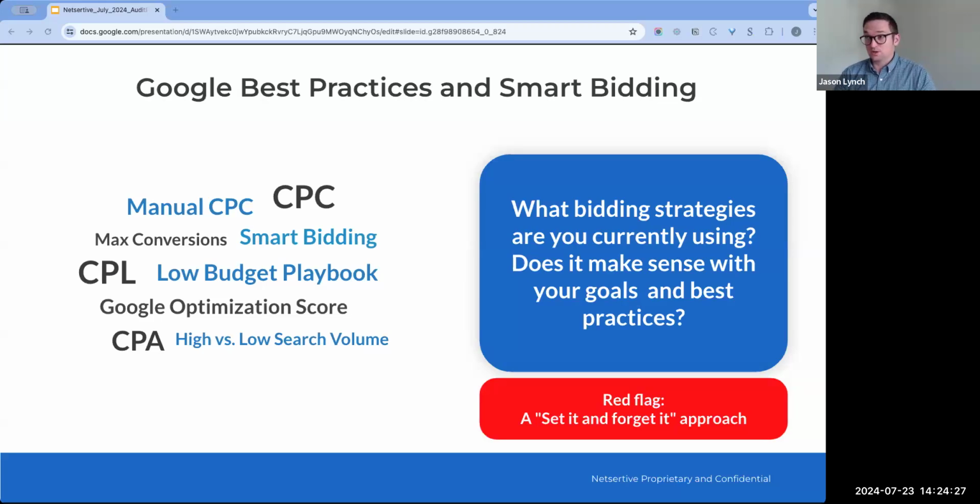And kind of more along the same lines around best practices with smart bidding. There are so many acronyms and bidding strategies you hear about, and vendors might be talking about the advantages of one or another. And ultimately, there are a lot of benefits to smart bidding. So, how do you talk to clients about this question around bidding strategies that are currently being used and what makes sense with goals and best practices?